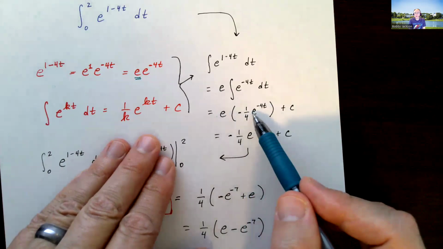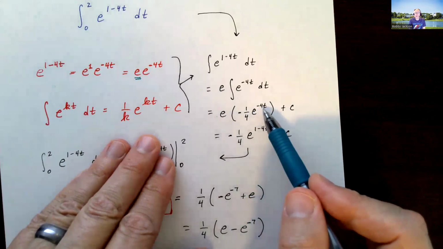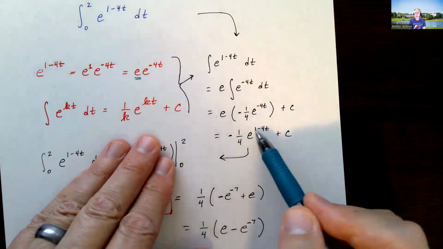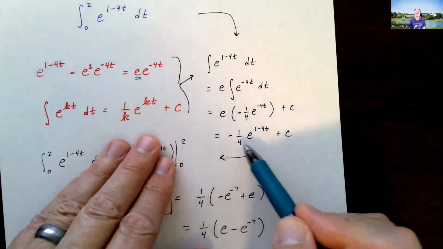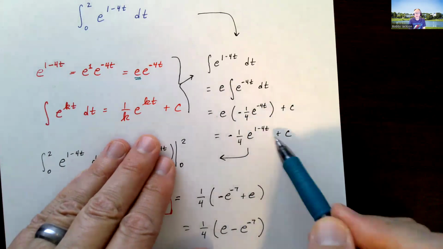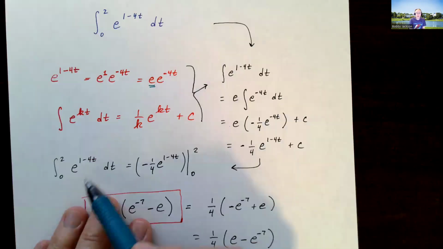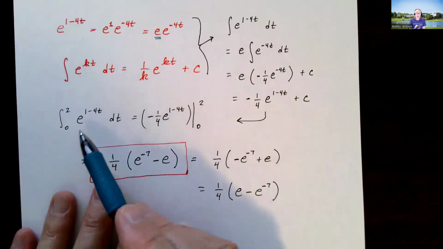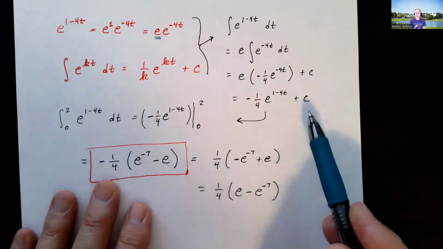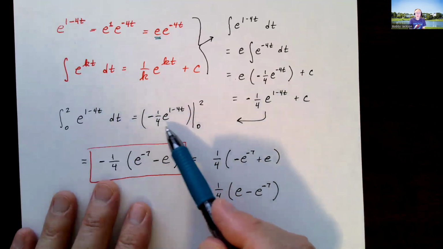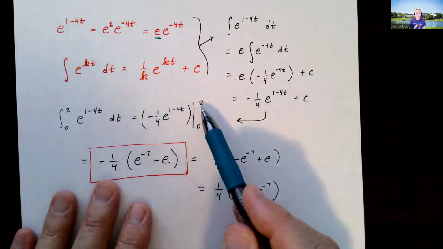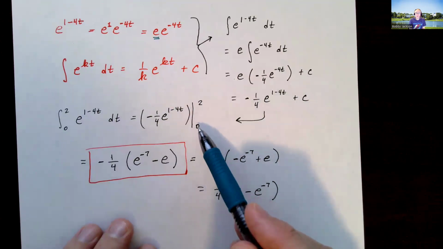Remember, e times e to the negative 4t is e to the 1 plus a negative 4t, or 1 minus 4t. So I just put it back in that form. So this is the antiderivative. Of course, I put the plus c here for the indefinite integral. But when I go back to the definite integral, using the Fundamental Theorem of Calculus Part 1, I'm just going to use the antiderivative where the constant of integration is 0. I get this as my antiderivative. I'm going to evaluate that at the upper limit of 2 and the lower limit of 0.